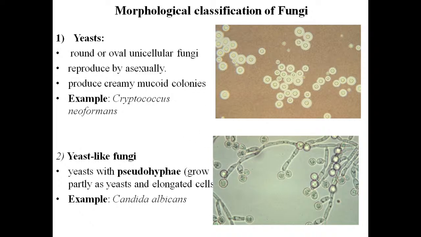You should also remember examples. Another group is called yeast-like fungi. These are yeasts with pseudohypha. They grow partly as yeasts and partly as elongated cells. Look here in this diagram. These are yeast cells and these are elongated cells. So they include both yeast-like cells and elongated cells. Example, Candida, like Candida albicans.